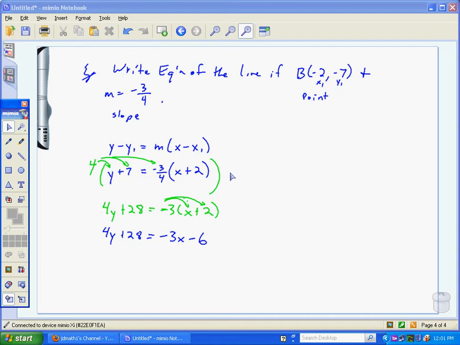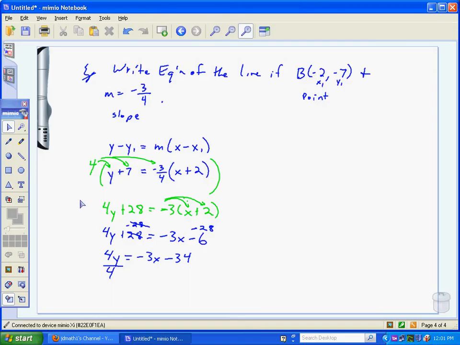Perfect. Well, y isn't isolated yet, so I'm going to start by getting rid of this 28. Minus the 28, that cancels with that. So 4y equals negative 3x. Negative 6 minus 28 is a negative 34. Well, y still isn't isolated because it's 4. So how do I get rid of that 4? Well, I'm going to divide by the 4 through everything.